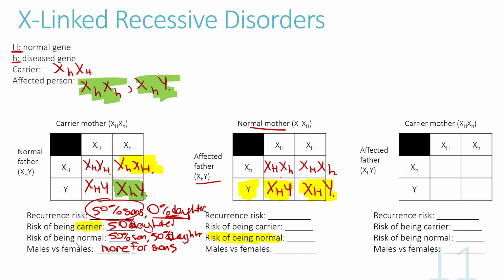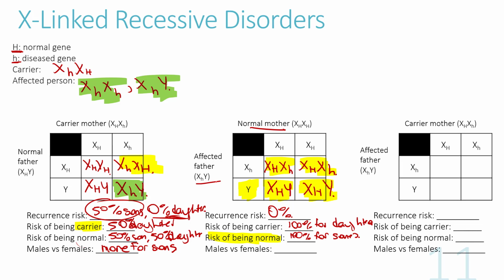If you look at the affected father's daughters, all of them will be carriers, right? So the recurrence risk is 0 with an affected dad. The risk of being a carrier is 100% for daughters, and the risk of being normal is 100% for the sons, right? So again, males versus females.